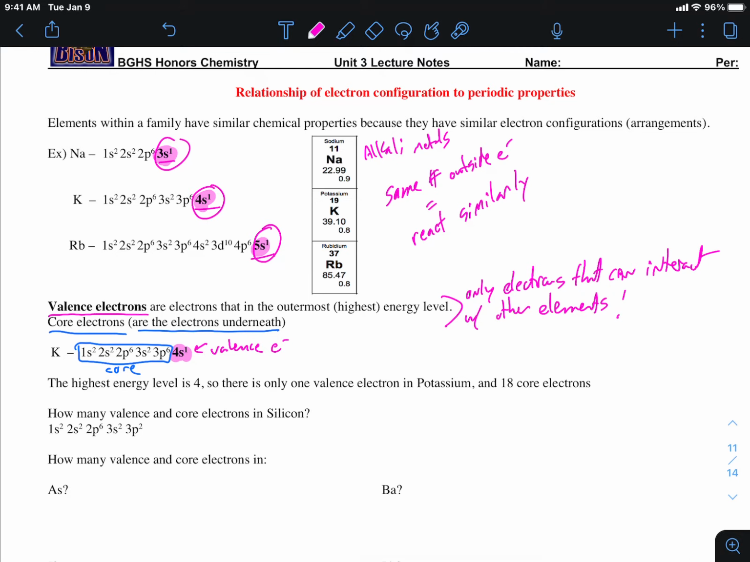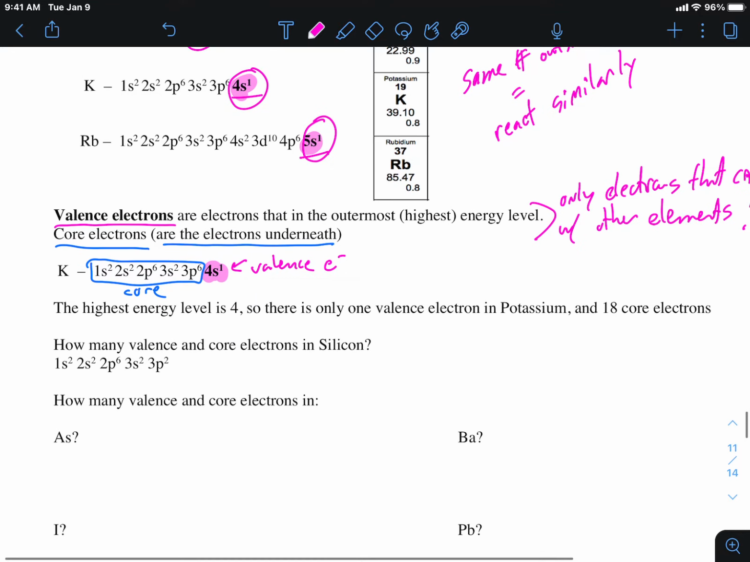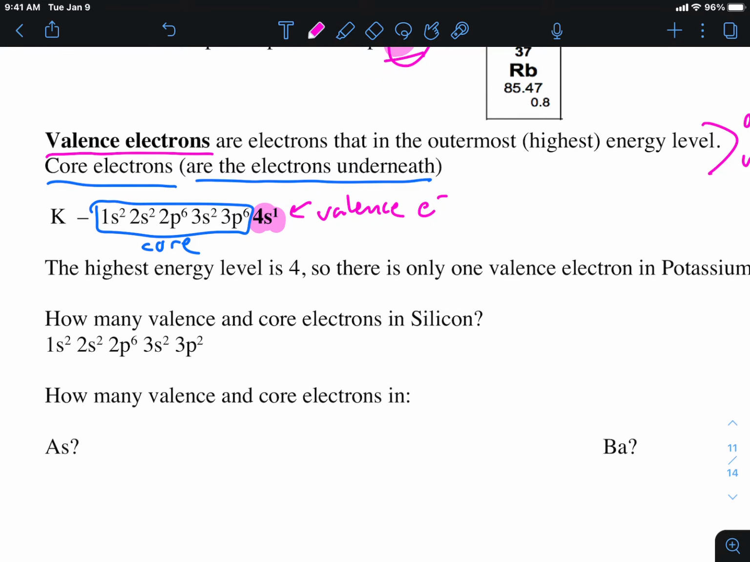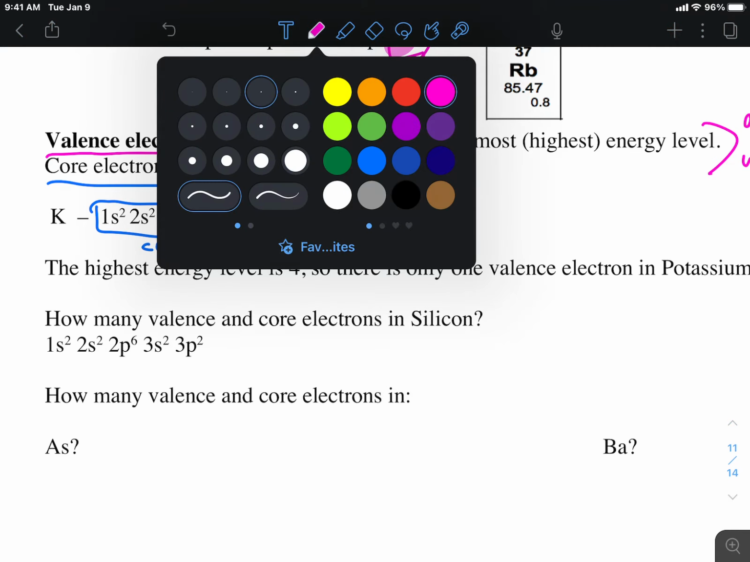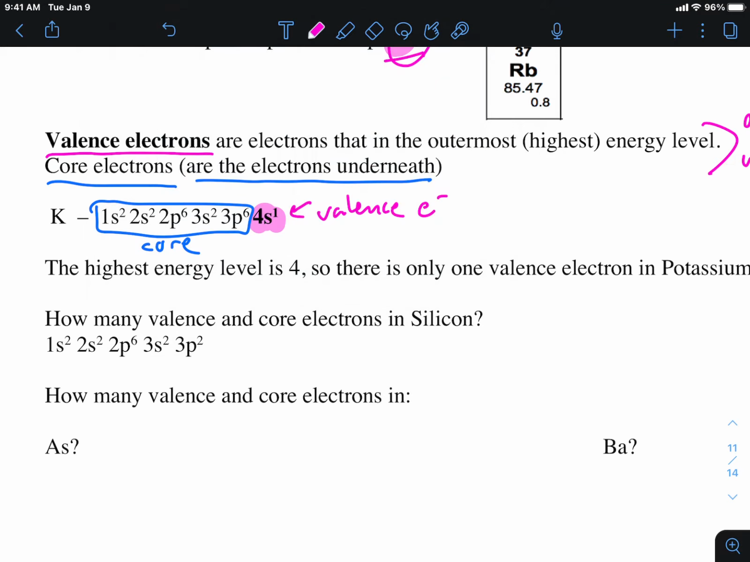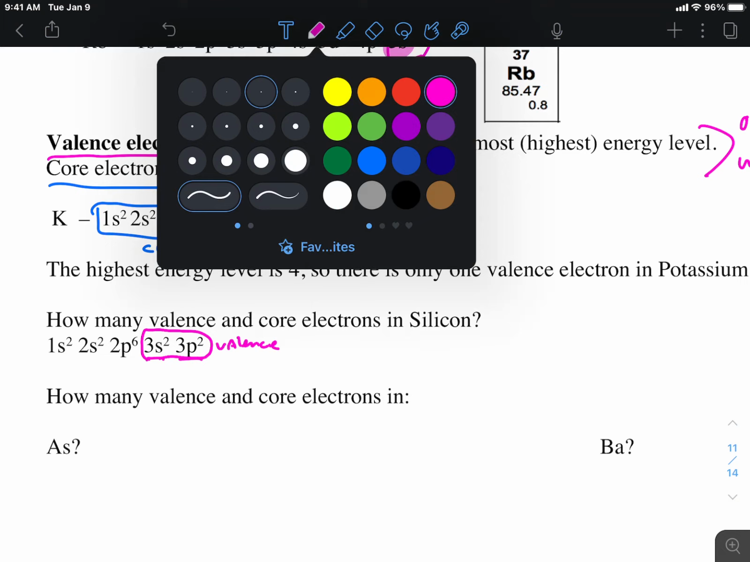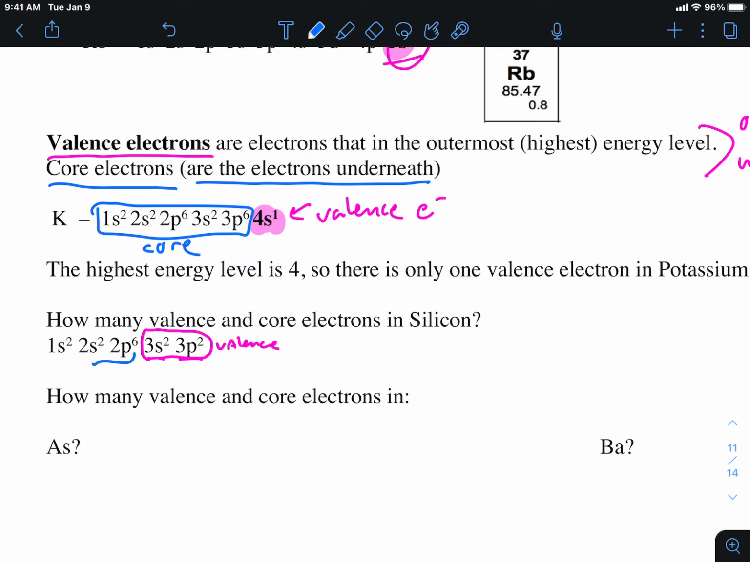So here in silicon, take a look at this example. How many valence electrons do you see? You have to be careful. Find the highest energy level, which is 3, and 3 is actually in two places here. So the valence electrons are what's found in 3s and in 3p. These here are the valence, and the rest are the core.